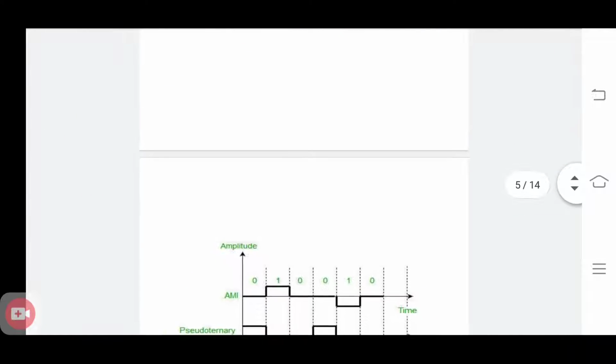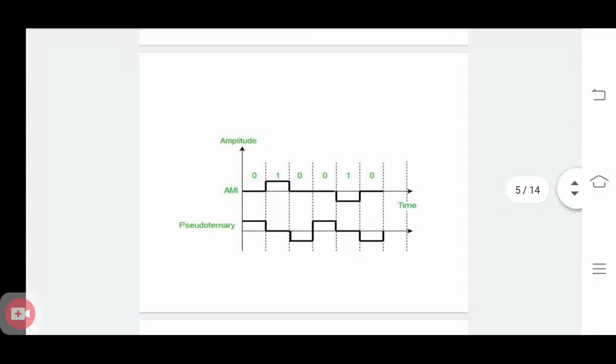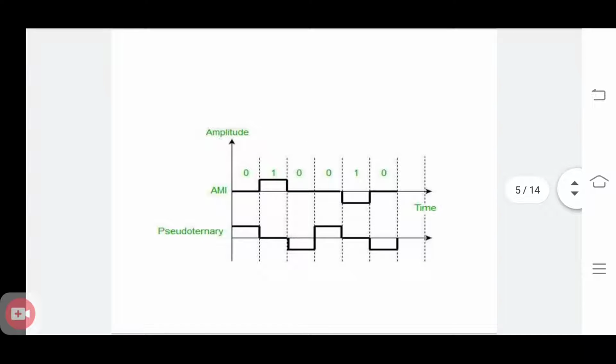You can see the representation in the figure. That is, we have digital data 010010. In AMI, how is it represented? 0 is represented as an absence of voltage, right? But in pseudo-ternary, you can see it's a positive voltage. Am I correct? Okay. Next bit is 1.